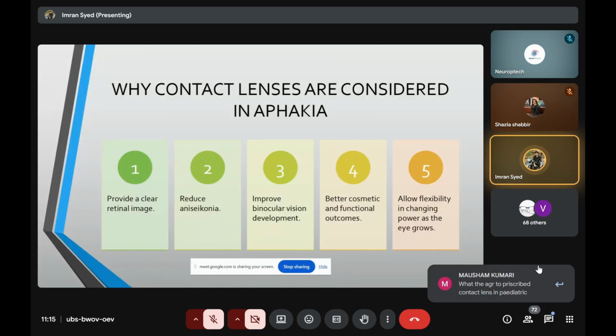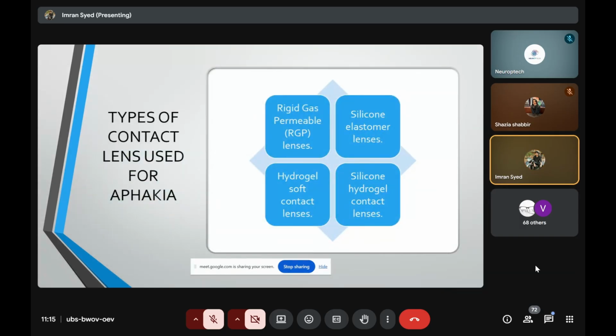Okay. So this is the reason that we'll consider contact lenses in the cases of aphakia. So types of contact lenses that you use for aphakia. You'll use RGPs, you'll use silicone elastomer lenses, you can use soft lenses such as HEMA and silicone hydrogel lenses. We'll see what are the advantages and the disadvantages of these particular lenses.